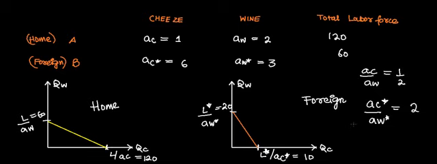Okay. And you'll find out the traded price. It has to lie somewhere between this half and 2, in case the trade has to be possible. Okay. And we'll talk about the relative prices in trade in the next recording.